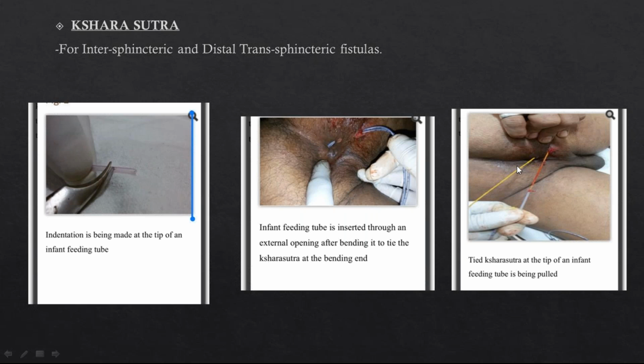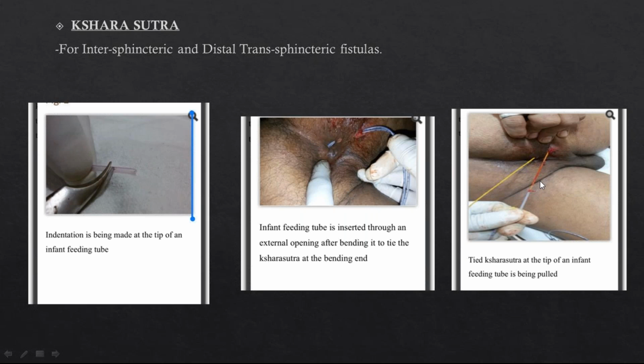This Shara Sutra thread is made of some plant chemicals belonging to the Amaranthus and Euphorbia families. They prepare an Ayurvedic medication and apply it to the thread, so it has a chemical cauterization effect. Once this thread is within the fistula tract, due to the action of those plant chemicals, it will eat away the granulation tissue and cause fibrosis of the tract. Okay, that is the mode of action.